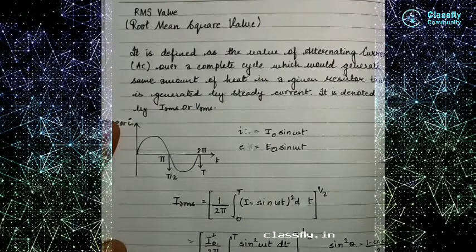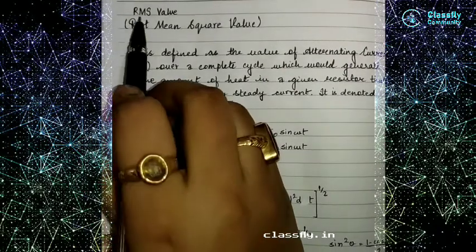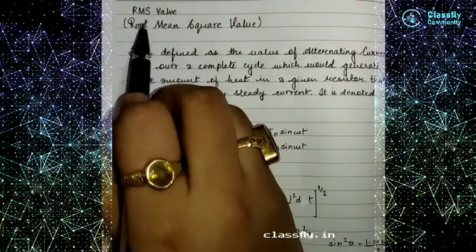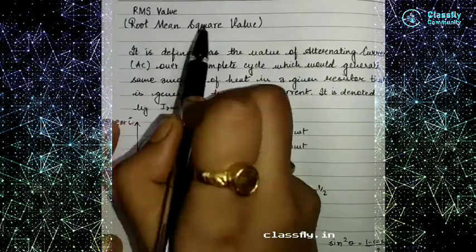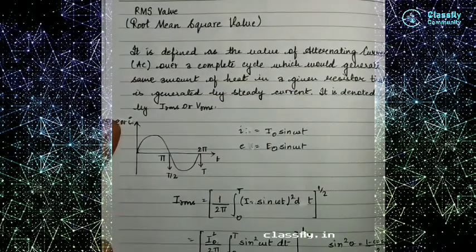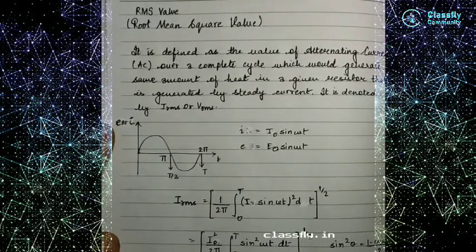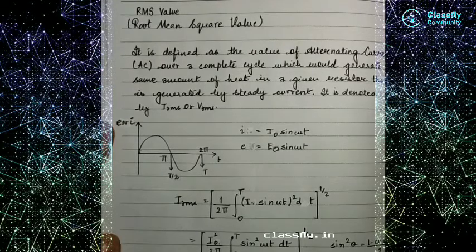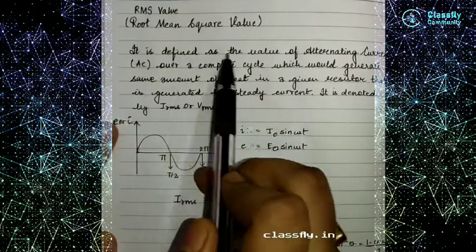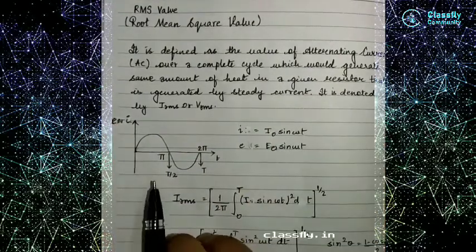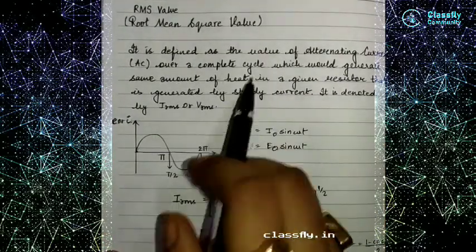Channel Classfly Community. Today we will do the RMS value, and we know that RMS means root mean square value. We have already done the average value, so if you haven't seen that video, please have a look so you can get a clear concept on the derivation of these values. It is defined as the value of the alternating current over a complete cycle.